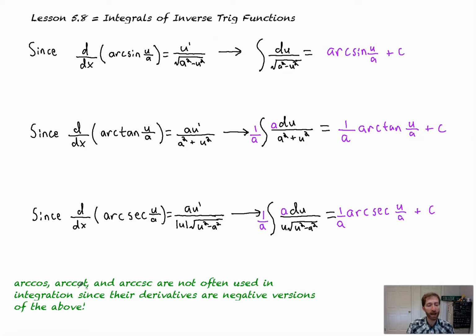Now, quick note I put down here. Arc cosine, arc cotangent, and arc cosecant are often not used in integration. The reason being is they just have the opposite sign. So if I'm given this and I've got a negative sign here, I'm just going to pull the negative sign out and still have arc sine, just with a negative. So we're often not going to be taught arc cosine, arc cotangent, or arc cosecant for that reason. You can just pull out the negative. So just know those three and you'll be in good shape.